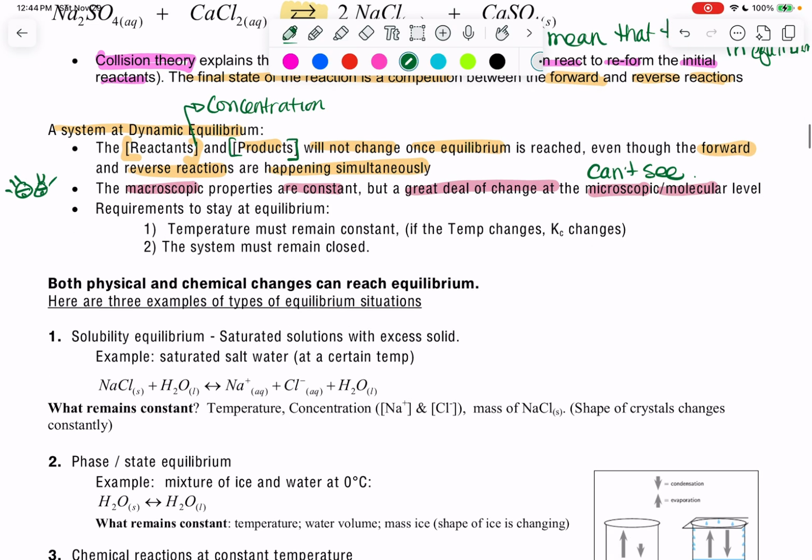So what are some requirements that I need to ensure that my equation remains at equilibrium? So I have to keep a constant temperature. Because the temperature changes this Kc, which is the notation we use to indicate the equilibrium constant.